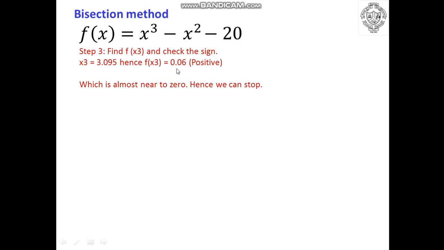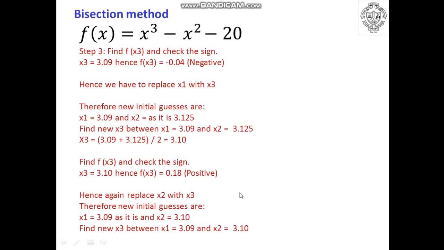So if you compare the value of x3 with the previous iterations, you can tabulate this result to find out the accuracy between two iterations. The value of the function f of x3 is 0.06, which is near to 0. You can compare it with the previous values of the function. You can see here it was 0.18. Then you can find here it was minus 0.04. Here also you can stop because this is also near to 0.